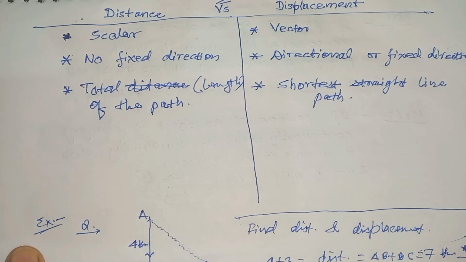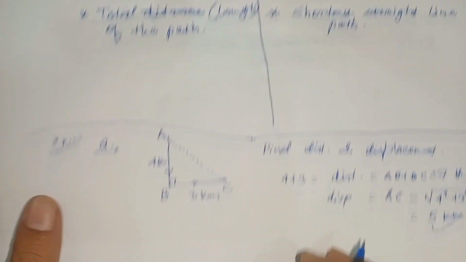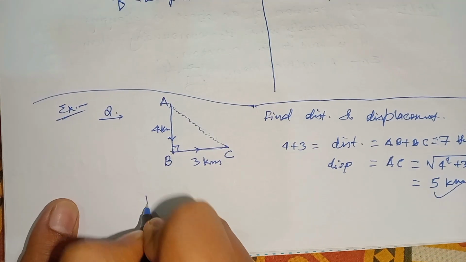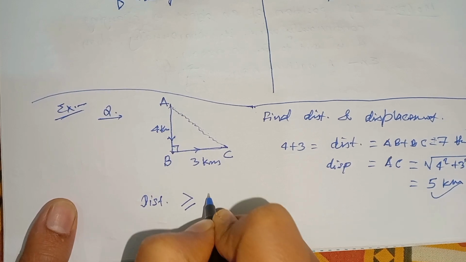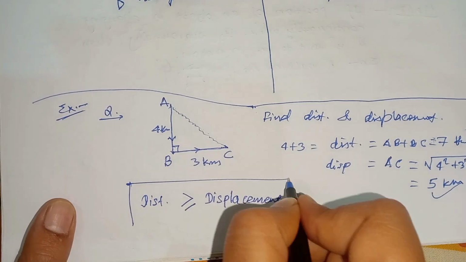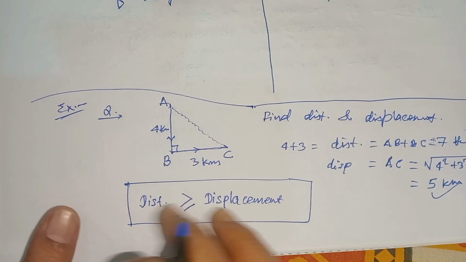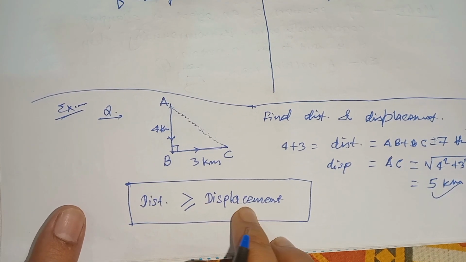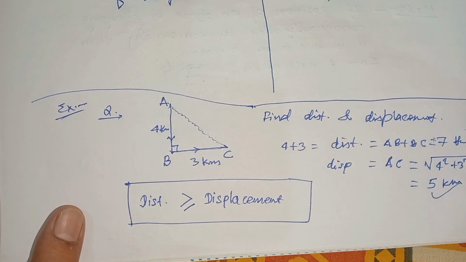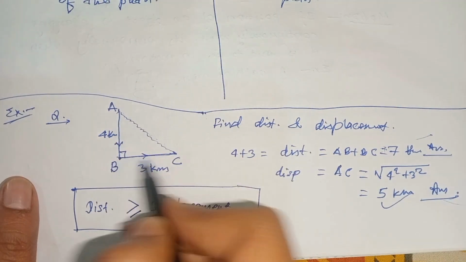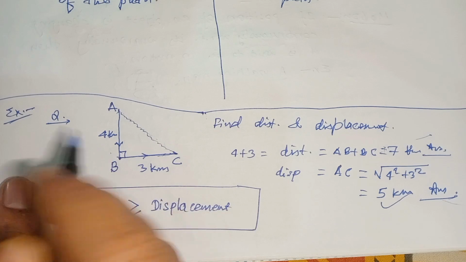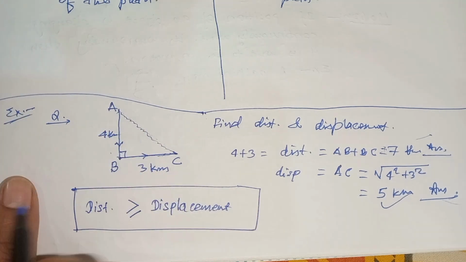Let us write it as a point because this is an important point. In the sense of magnitude, distance is always greater than or may be equal to displacement. It will never be less than displacement. In this example we saw this is the total distance covered. Distance is the total length of the path. This path is also simply added, nothing else.